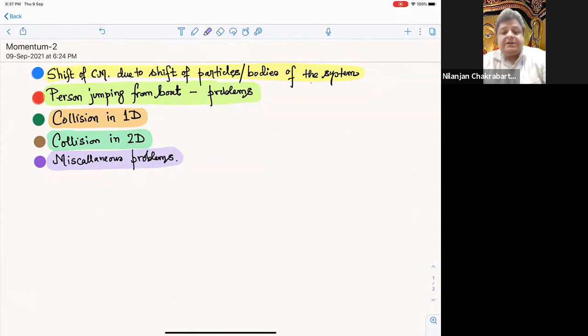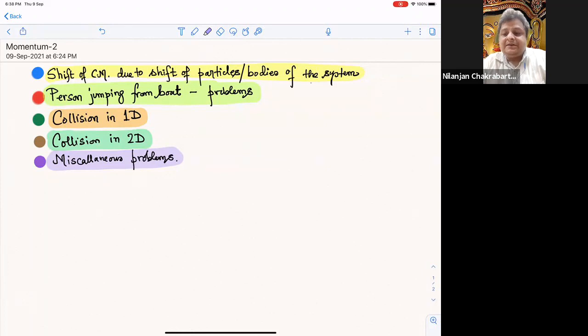Acha. So first thing is the shift of the center of mass due to shift of particles. That's the concept. And some problems related to that concept. Next is person jumping from the boat. I don't know. These are the commonly used problems. So those problems are there in all common books. So I have given the heading like that only.